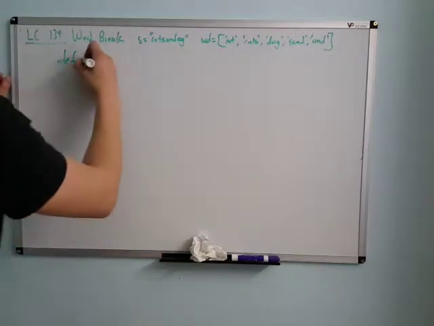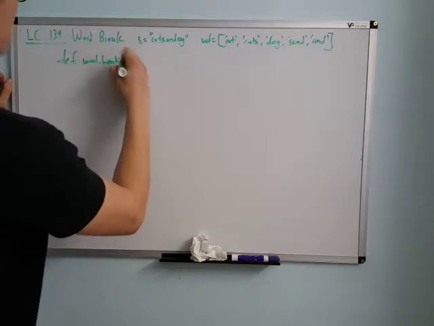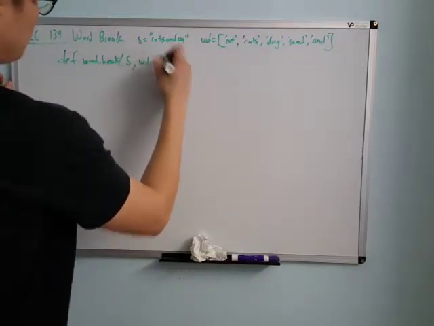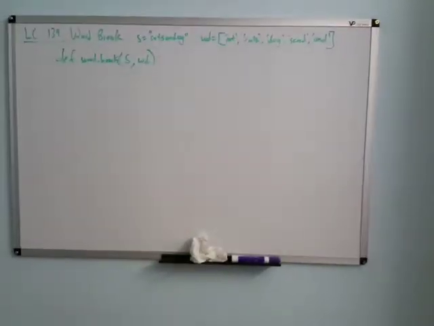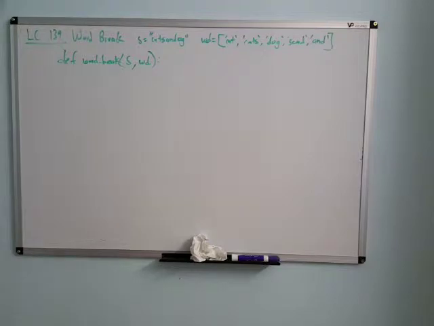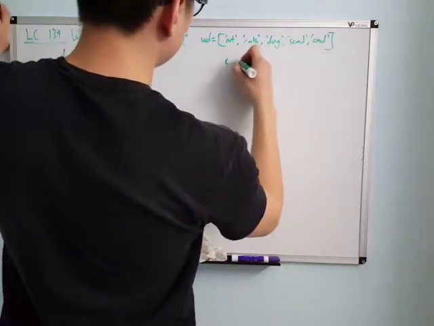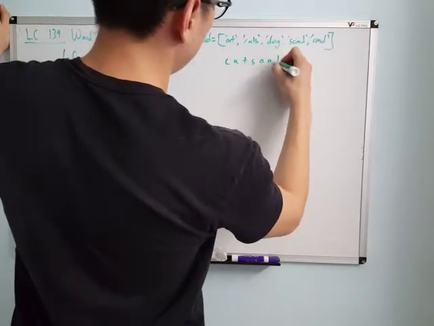So we'll define wordBreak, taking a string, big S, and then WD for word dict, just an array, and this is going to return a Boolean value. So what we want to do is, we have cats and dog. So let's just do cats and dog.